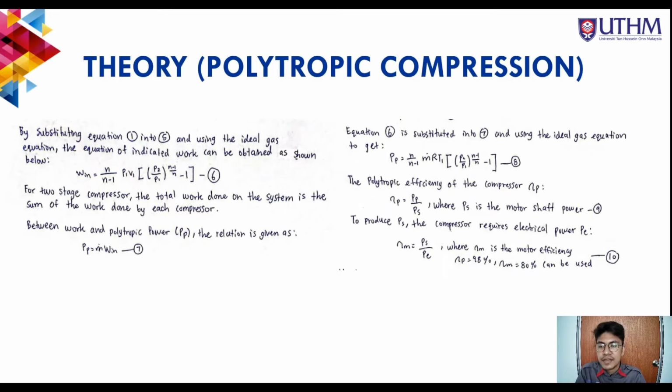The polytropic efficiency of the compressor, Np, equals Pp over Ps, where Ps is the motor shaft power. To produce Ps, the compressor requires electrical power, Pe. Therefore, the efficiency Nm equals Ps over Pe, where Nm is the motor efficiency. Np is 98% and Nm is 80%, which can be used in this equation.